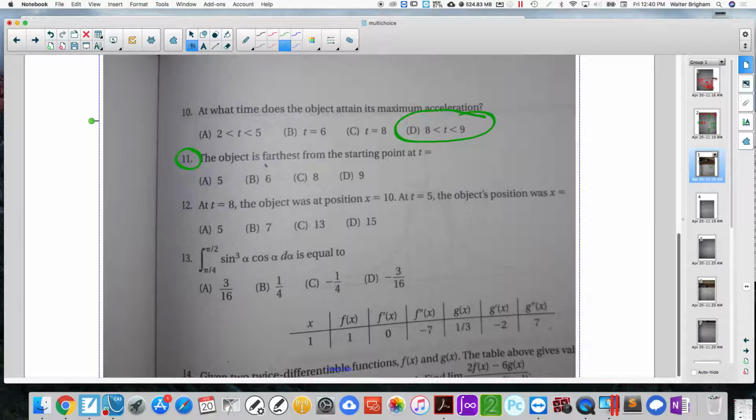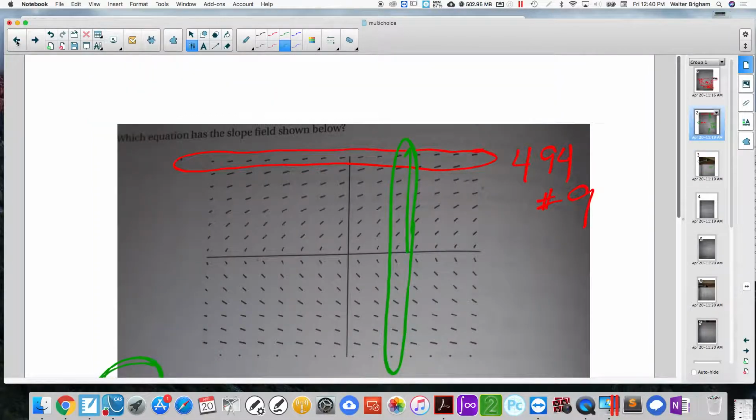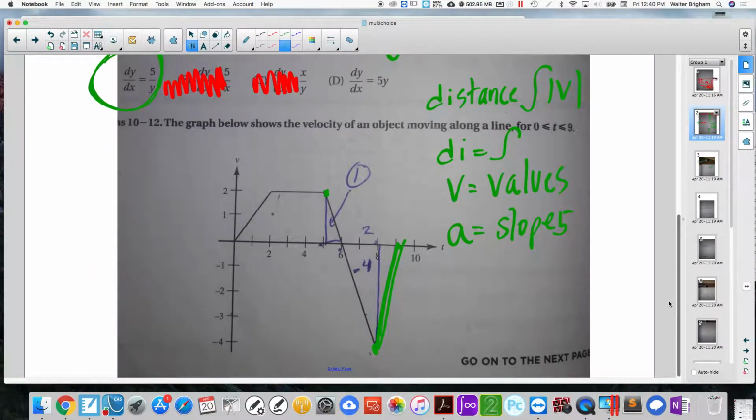Number 11 says the object is farthest from the starting point. Do I want to look at displacement, velocity, or acceleration? What's going to give me my info? Displacement. And once again, displacement on the graph is the area under the curve. So I'm going to start thinking of eating pieces of area.